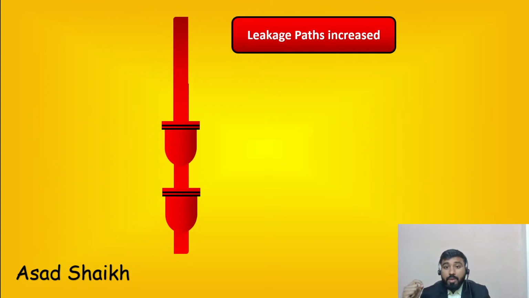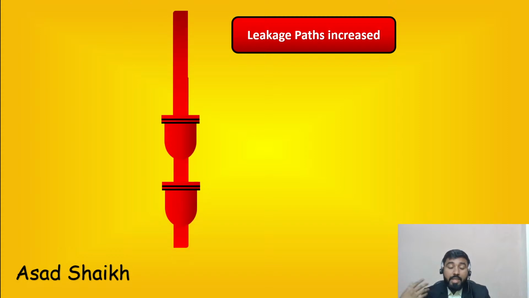The first important thing is leakage paths are increased. You have one point of contact with the fluid. There, if the shutoff is not good, you will have some fluid leaking. If you have two ports, definitely it's going to have four paths of leakage available.